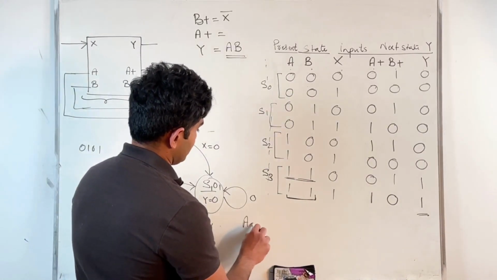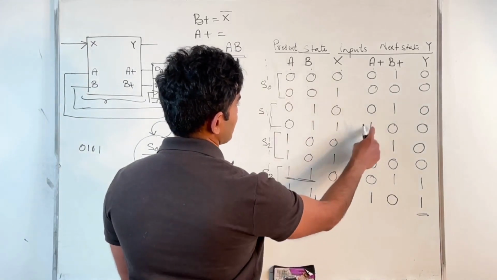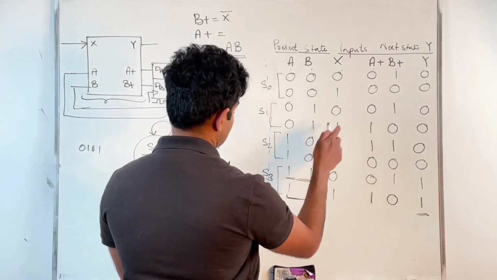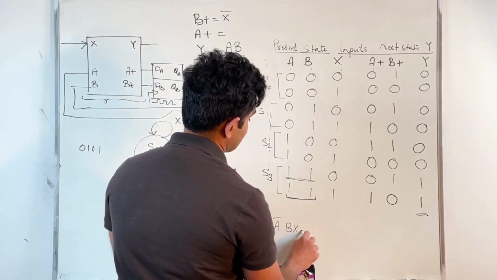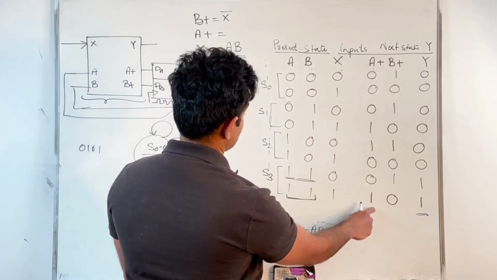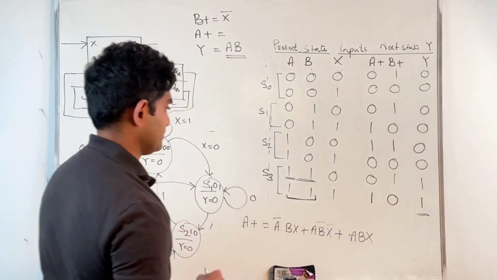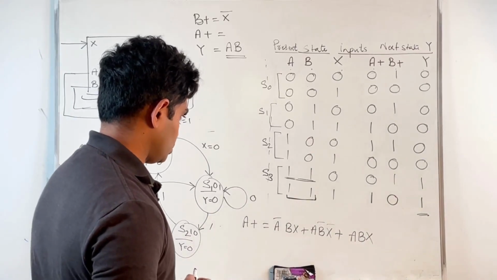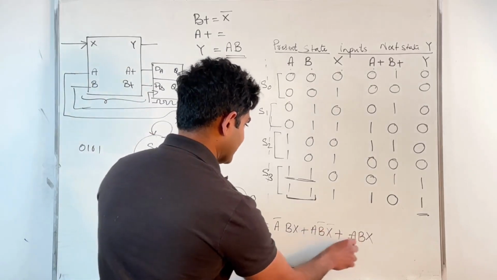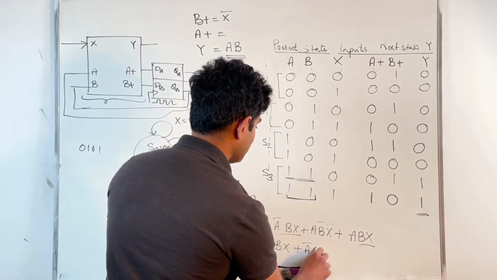What is A plus? Let me see. This time I will not use the K map. I will just use the algebraic simplification. But I'll just have 3 1s. So that's A prime bx plus A b prime x prime plus abx. Can I simplify it? I can. So I can eliminate A from here. That's bx plus A prime b prime x prime.